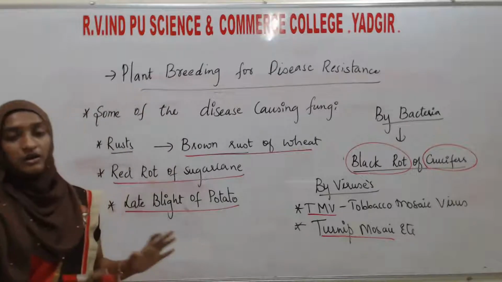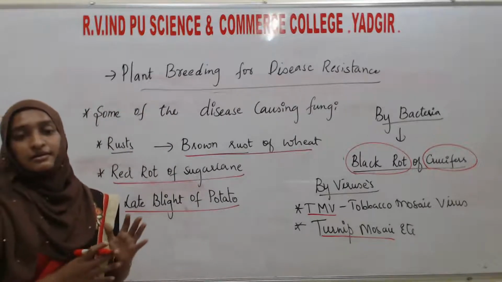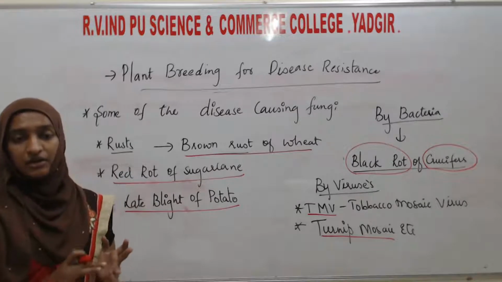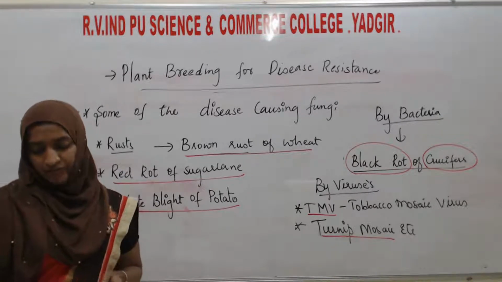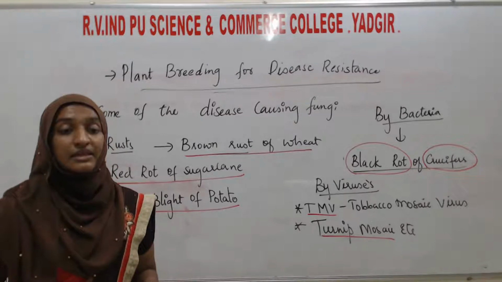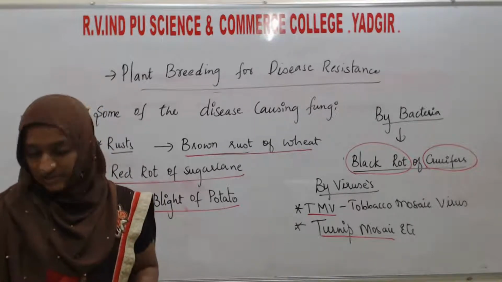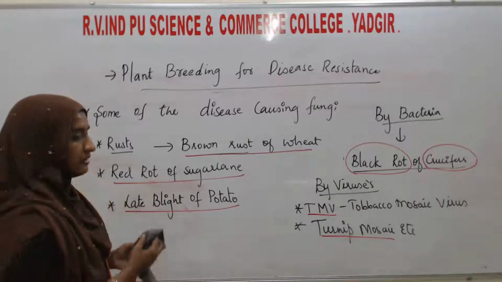So this is about some of the diseases with a specific agent or pathogen, that is the fungi, virus or bacteria. The next question: what are the methods of breeding for disease resistance in plants? So let's see what those methods are.